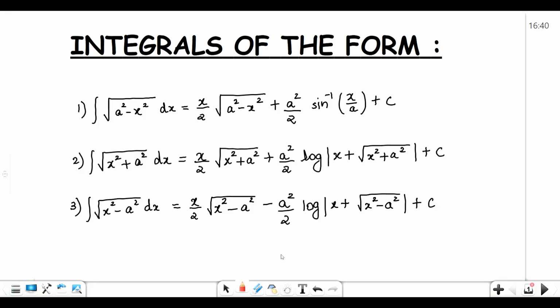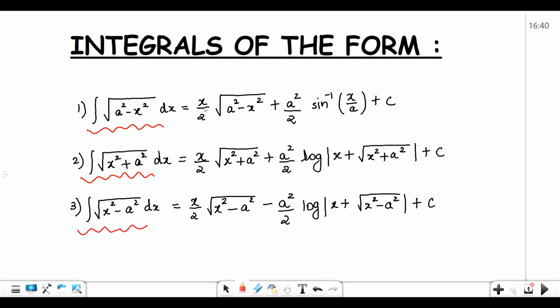Today we are going to study the integrals of these three forms. That is the integration of square root of a square minus x square, integration of square root of x square plus a square, and integration of square root of x square minus a square. Okay, now these three forms, if you come across any question where it is present in one of these three specific forms, you have to use their formulas.